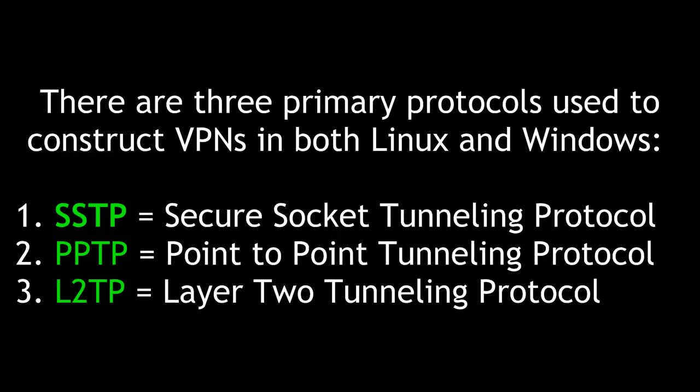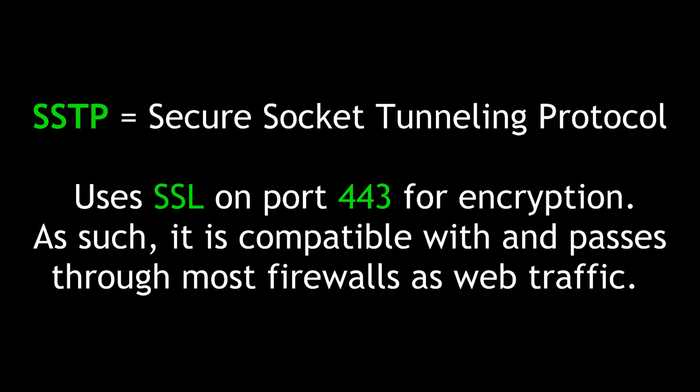There are three primary protocols used to construct VPNs in both Linux and Windows. These are SSTP, or Secure Socket Tunneling Protocol, PPTP, or Point-to-Point Tunneling Protocol, and L2TP, or Layer 2 Tunneling Protocol. The first of these, SSTP, uses SSL, or Secure Sockets Layer, on port 443 for encryption. As such, it is compatible with and passes through most firewalls with web traffic.